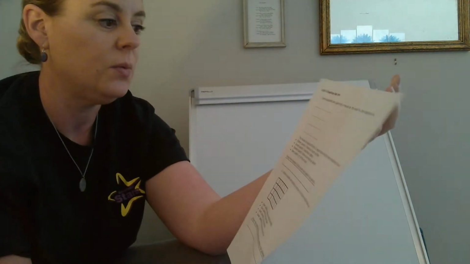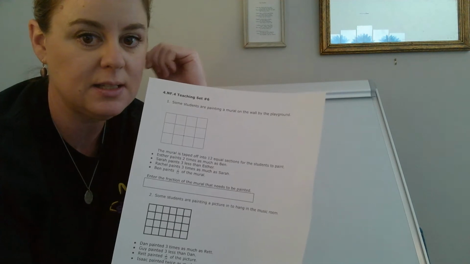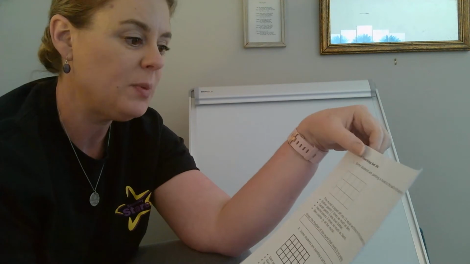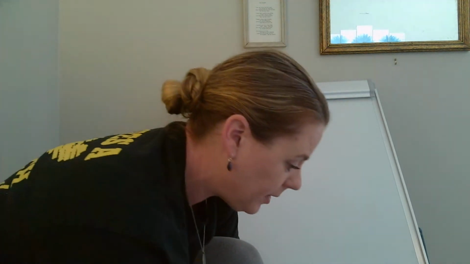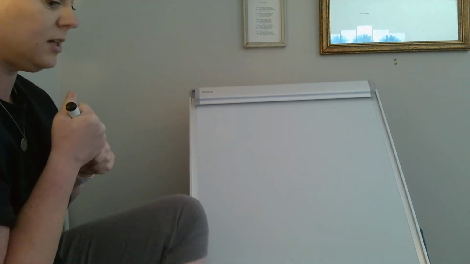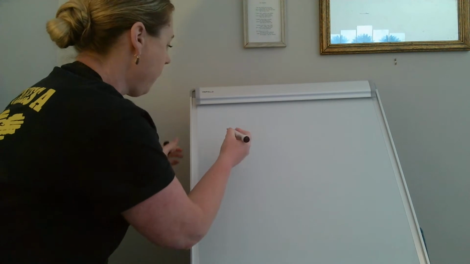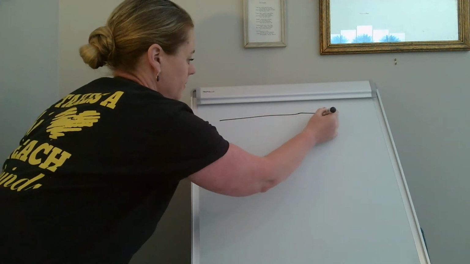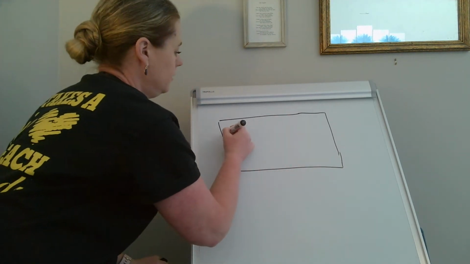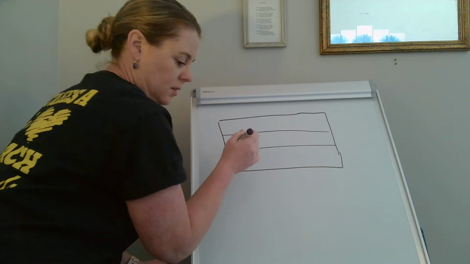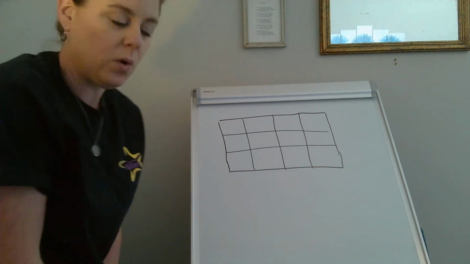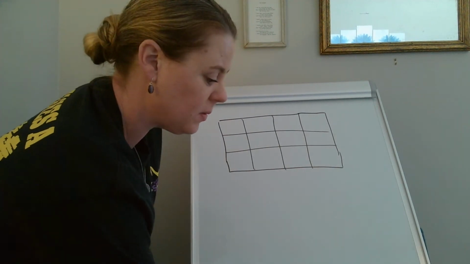So here we go. We are on number 1. Again, it's teaching set 6, 4.4 NF4 6. Some students are painting a mural on the wall by the playground. The mural is taped off into 12 equal sections for the students to paint. Okay, so it shows you a picture. So we have our 3x4. That would be 3 times 4, that's 12.